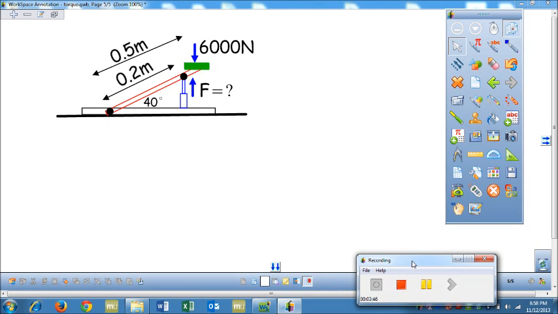Okay, so here's your problem to solve. You've got a hydraulic jack here. The piston is pushing up with some force. It's trying to lift a weight that is pushing back down at it with 6,000 newtons. You can see that the arm of this jack is at 40 degrees. The piston is applying its force 0.2 meters down the arm, and the weight is pushing down on the arm 0.5 meters along it. So your job is to find F. Okay, give it a try, and then I'll see if I get the same answer.